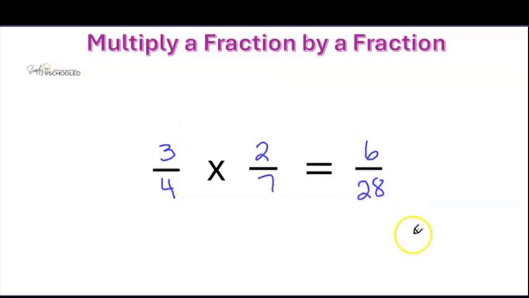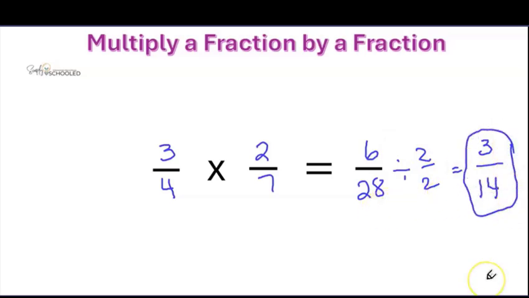Now remember, whenever you see a fraction where both the numerator and denominator are even, you automatically know that you can reduce it by dividing it by 2 over 2. So let's divide this by 2 over 2. 6 divided by 2 is 3. 28 divided by 2 is 14. So my final answer is 3 over 14.